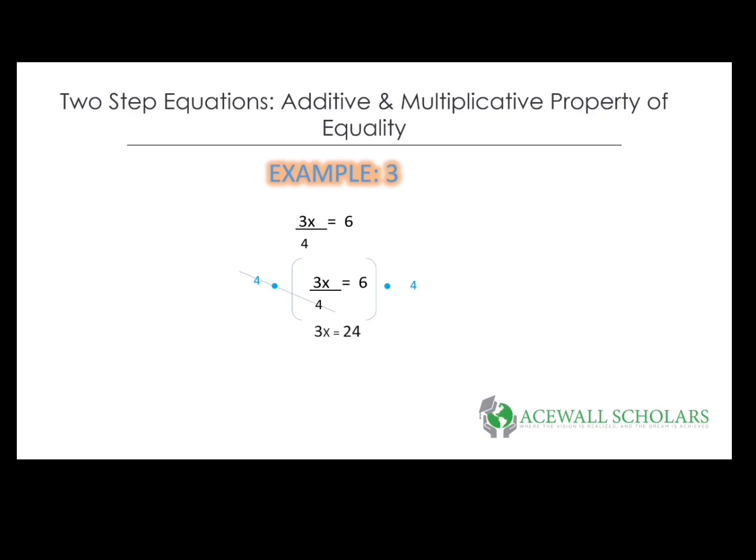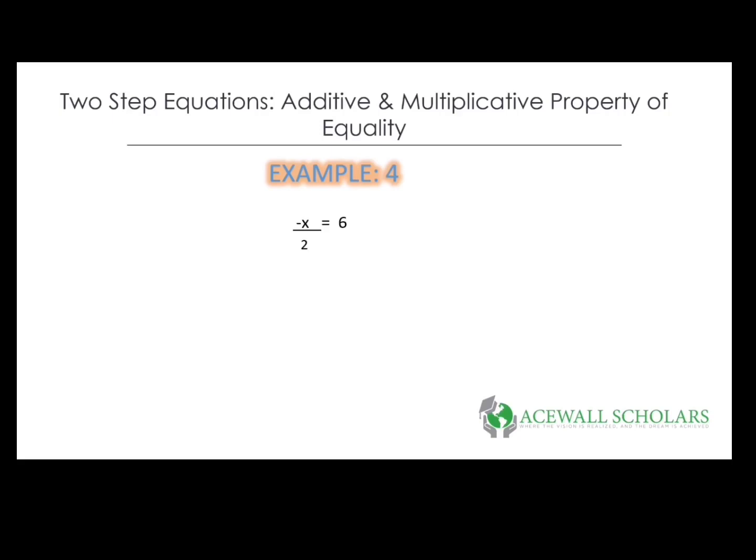Now we have 3x equals 24. So how are we going to solve this? Well, we can divide by 3 on both sides. The 3's cancel out, leaving us with x equals 8. Let's look at another example.